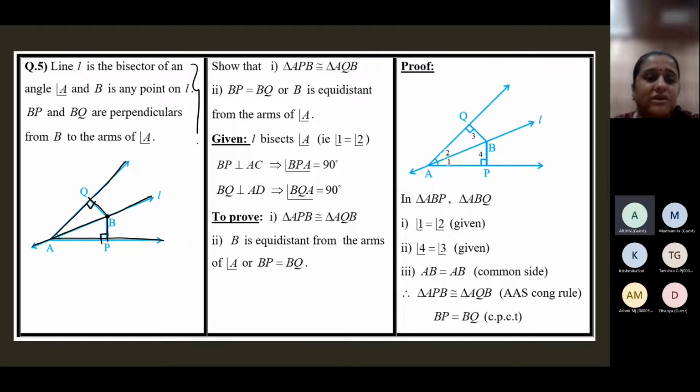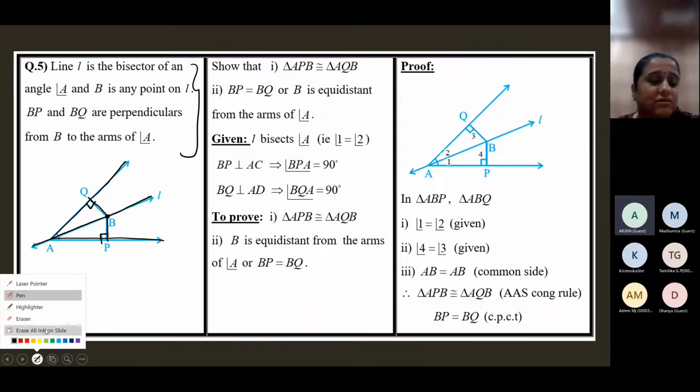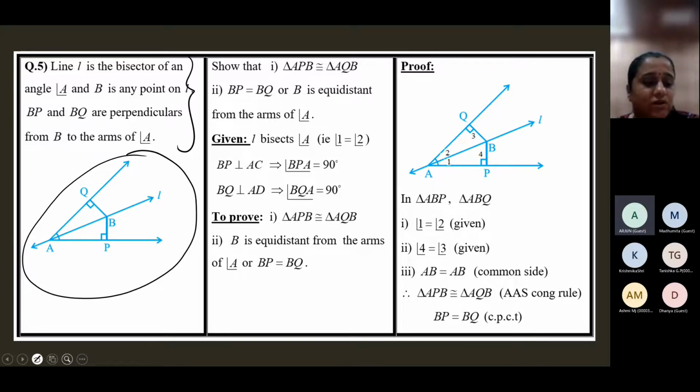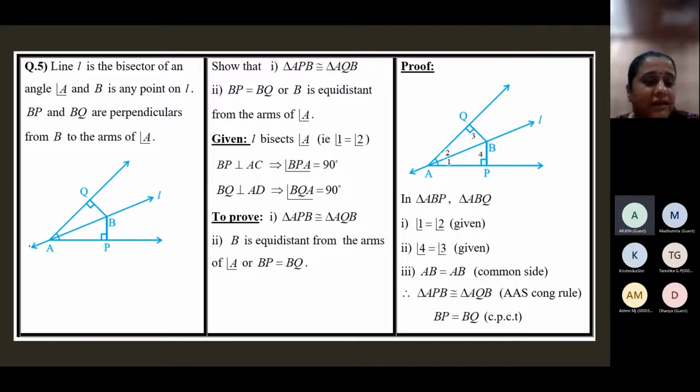You can see how nicely this figure is described, like when you describe something in your English subject. So how is it described? Line L is the bisector of angle A. This is angle A. Then B is any point on the bisector L. B is any point on the line L, or the bisector L.